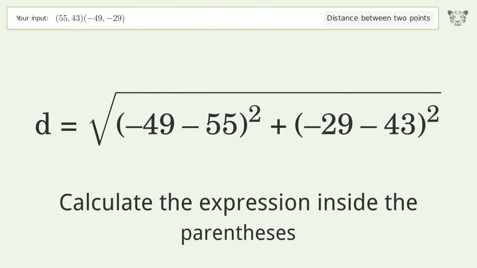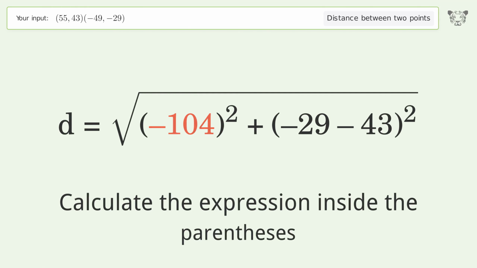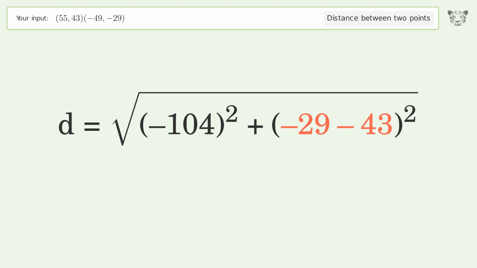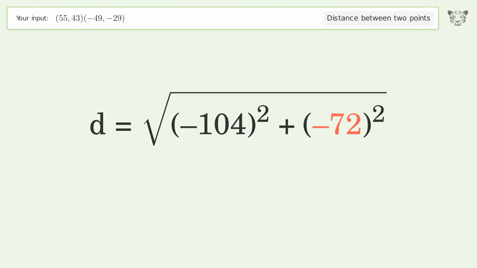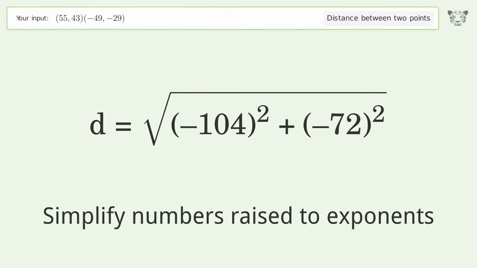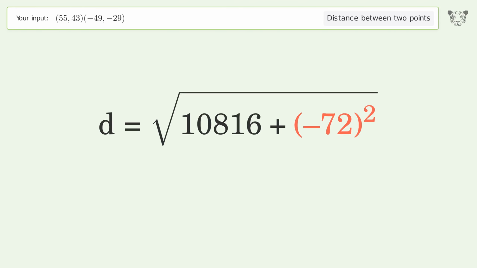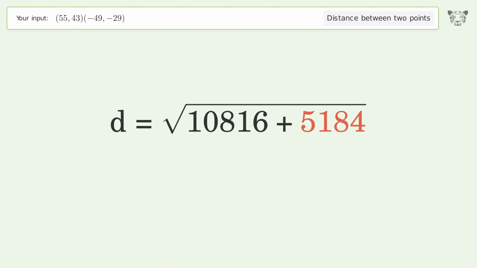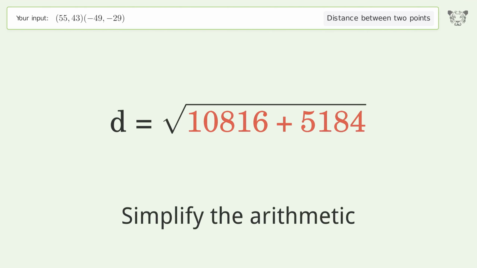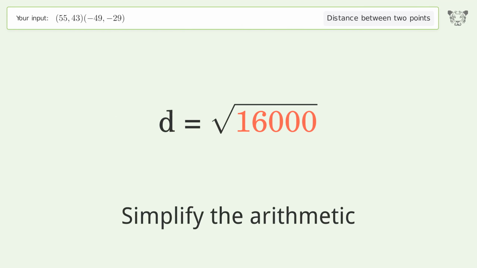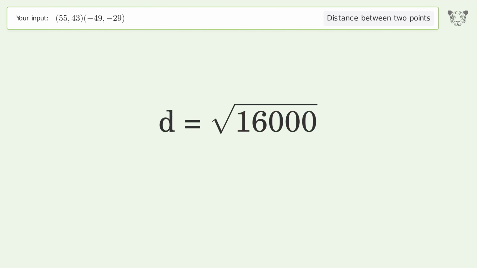Calculate the expression inside the parentheses. Simplify numbers raised to exponents. Simplify the arithmetic. And so the distance between the 2 points is the square root of 16,000, or 126.491.